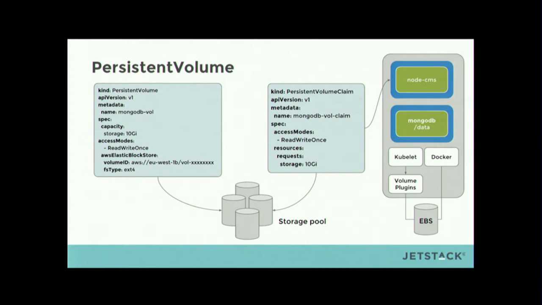So here what I've done, and I know it's pretty small, is I've created a persistent volume. It's an object in this case, and I've made it size 10 gigabytes. I've given it some access modes. I've given it a file system, in this case ext4. And I've hooked it up to a specific AWS volume in this case. So I've done the work, in this case anyway, of manually wiring up a particular volume.